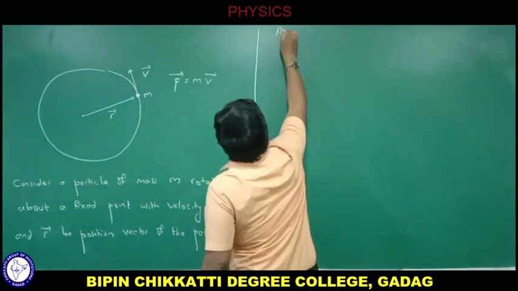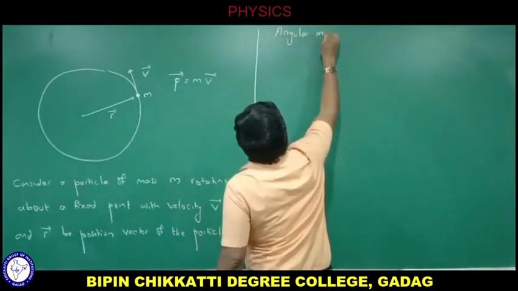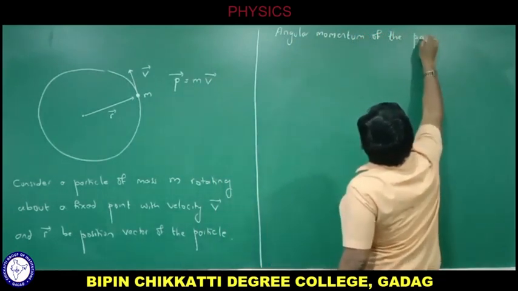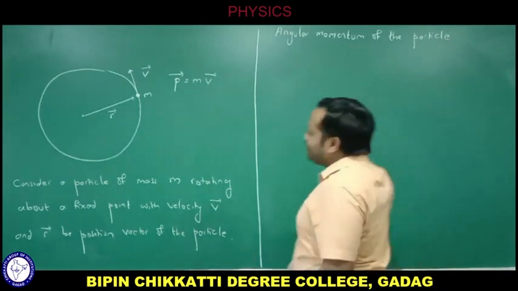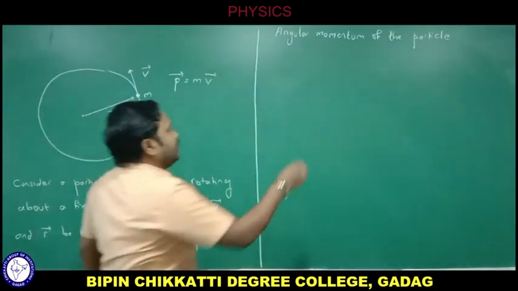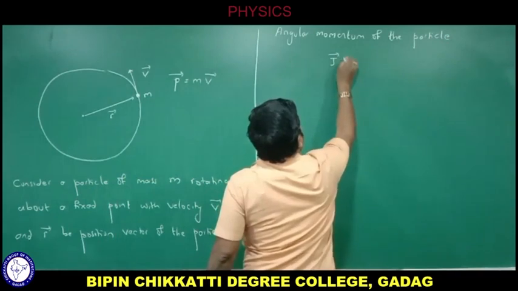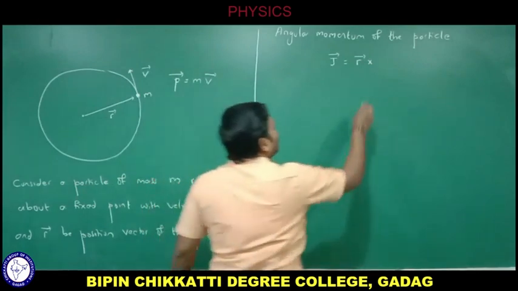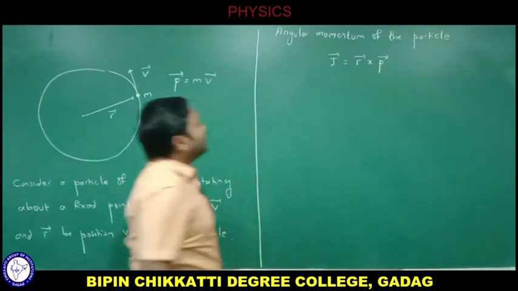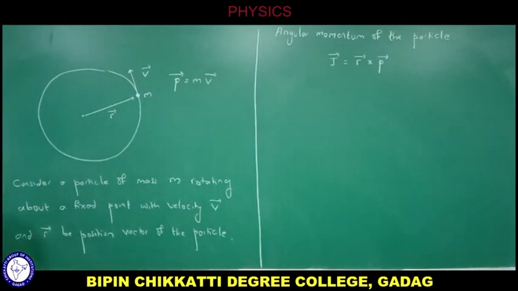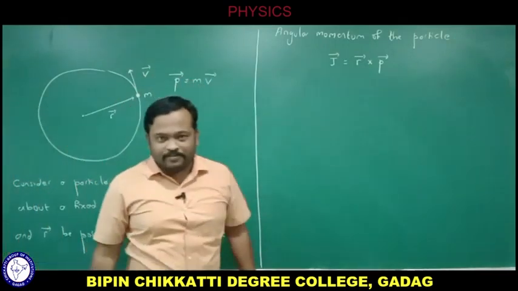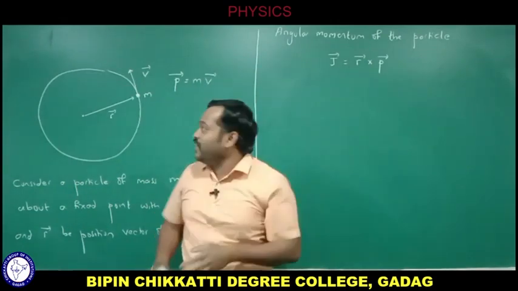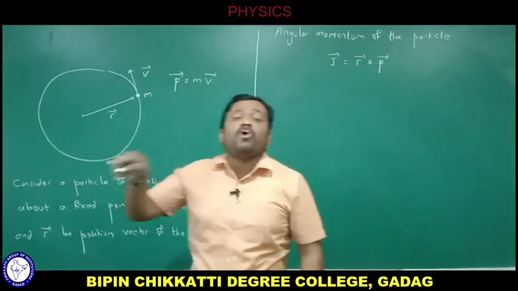Angular momentum of the particle is given by J vector equal to the moment of linear momentum, that is J equal to r cross p. Moment of linear momentum gives angular momentum. This is the definition of angular momentum. What I need now is the relationship with torque.